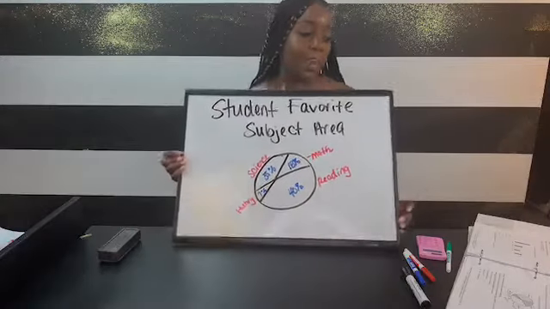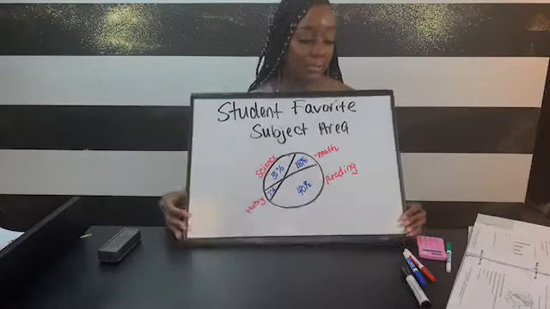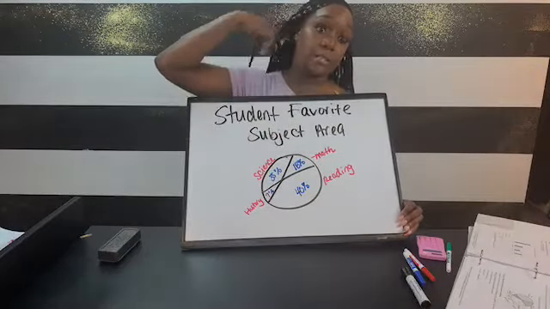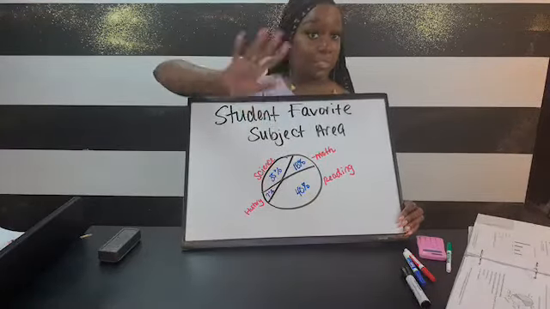If we look at our graph, now we're working with a circle graph. If we look at the title, it's student favorite subject area. We broke it down into 4 subject areas. We have science, history, reading, and math. And of course, this is broken down into percentages. Now, pie charts can also be broken down into whole numbers as well. Just depends on the situation.